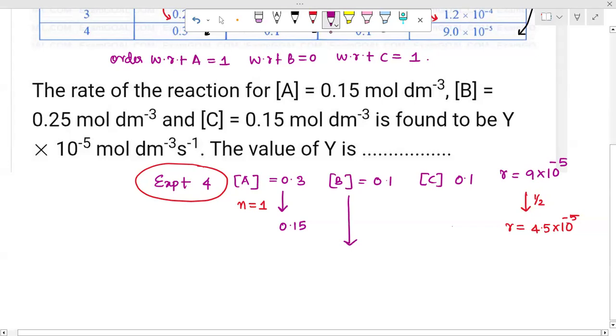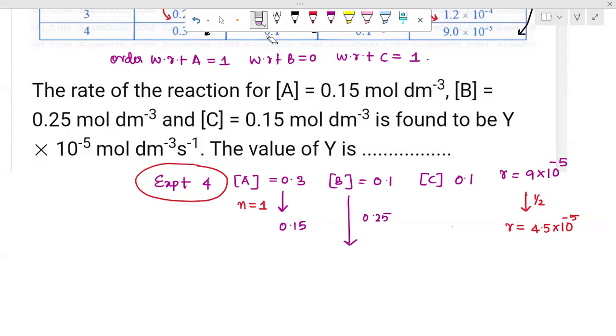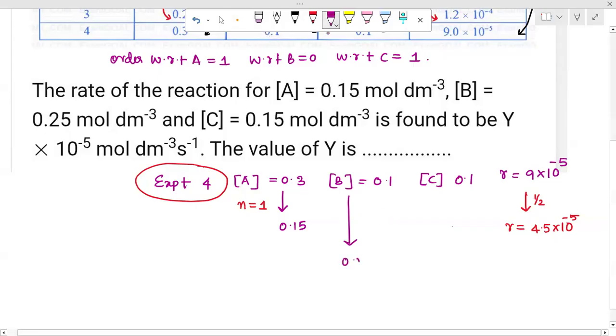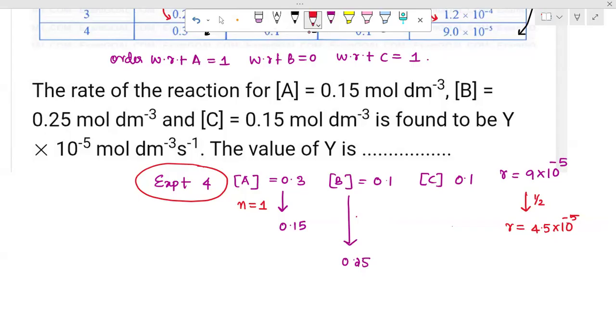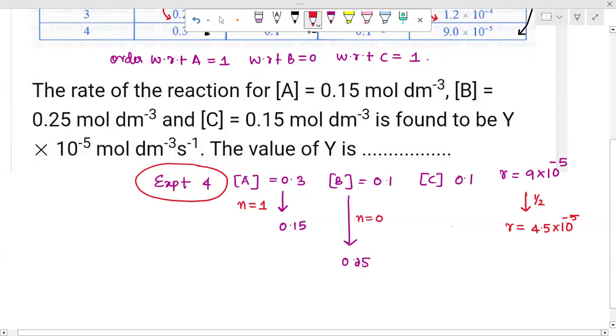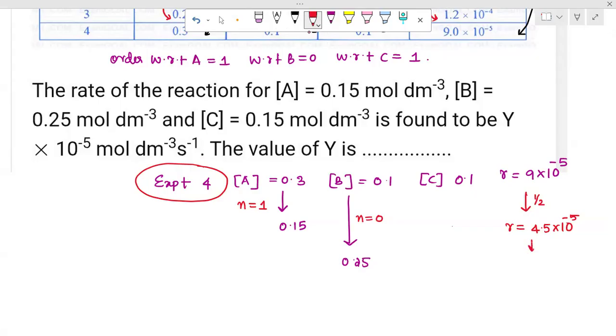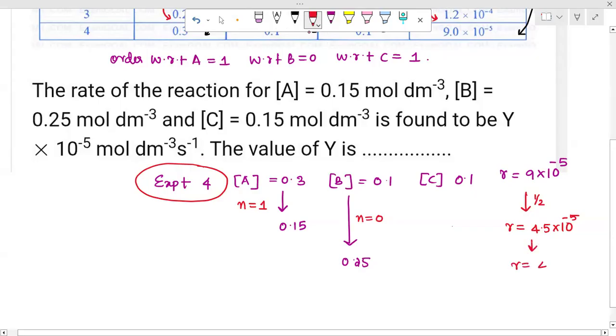Now, concentration of B is made to 0.25 moles per liter. But you know that whatever concentration changes you make for B, that's not going to affect the rate. Why? Because it's a zero order reaction. So again, your rate is going to remain the same. It is 4.5 into 10 to the power minus 5.